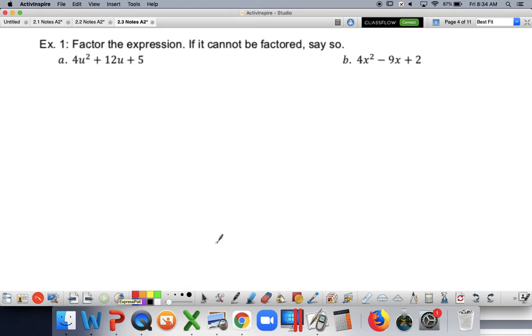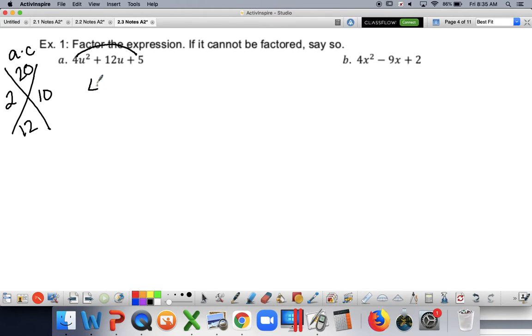Let's look at some more expressions here, okay? So in my first one here, I'm going to multiply my A times my C, and I get 20. I have a 12 down here. I need two numbers that multiply to give me my 20, remember this was A times C, 4 times 5, and add to give me 12. I've got 2 and 10. And you can write it 10 and 2, 2 and 10. It really doesn't matter. Those are our two factors.